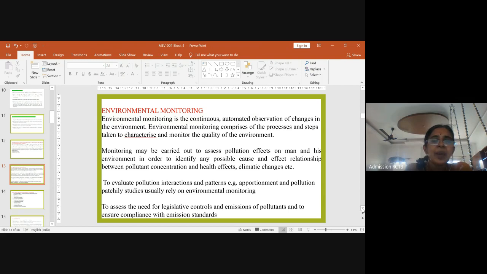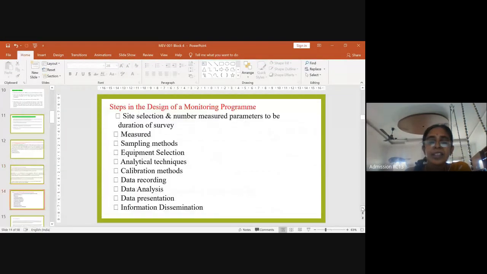So, what is environmental monitoring? It is a continuous observation of changes that take place in the environment. It has a number of processes and steps to characterize and monitor the quality of the environment. Monitoring may be carried out to assess pollution effects on man and his environment, to identify the possible cause and effect relationship between pollutant concentration, health effects, and climatic changes, to assess the need for legislative controls and emissions of pollutants, and to ensure compliance with emission standards. Environmental monitoring is very essential.